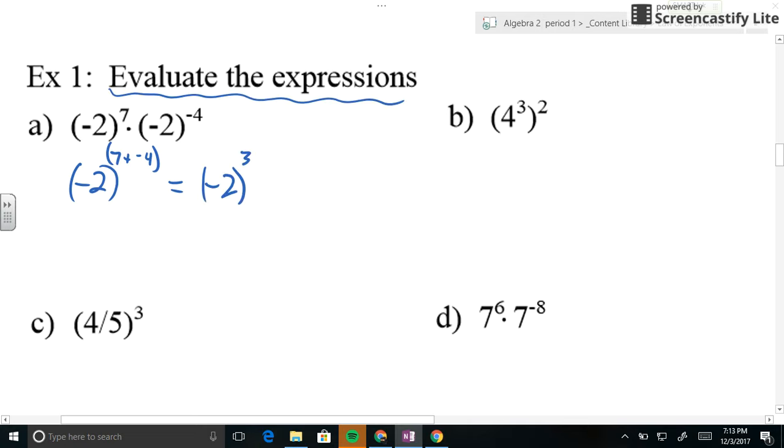And since it says evaluate the expressions, we actually have to figure out what that answer is. This would be negative 2 times itself 3 times. So we just multiply negative 2 times negative 2 times negative 2, and that answer would give us negative 8.